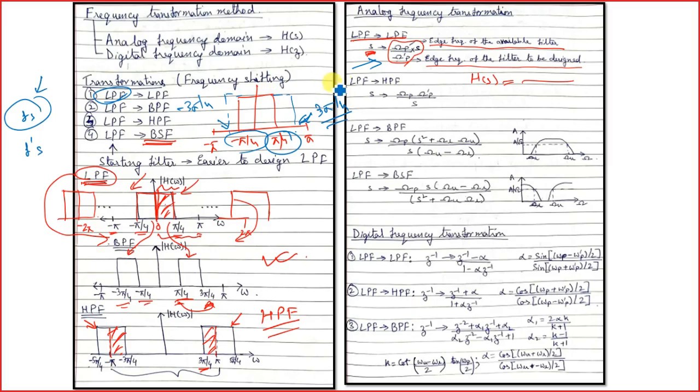These kinds of transformations come into the picture, because your sampling frequency ultimately defines these coordinate values, minus pi by 4, pi by 4. When you change the sampling frequency, the frequency components at the pi by 4 or minus pi by 4 locations change, right? So just by applying these transformations, you will be able to save a lot of effort.